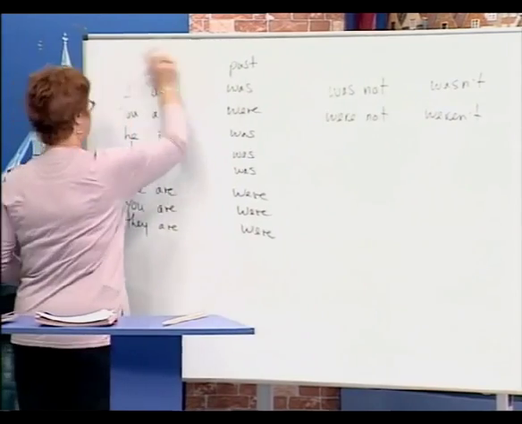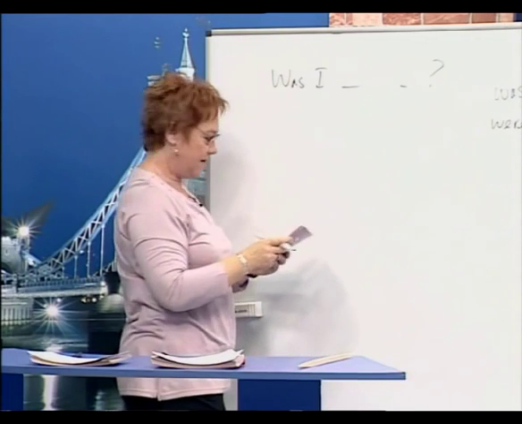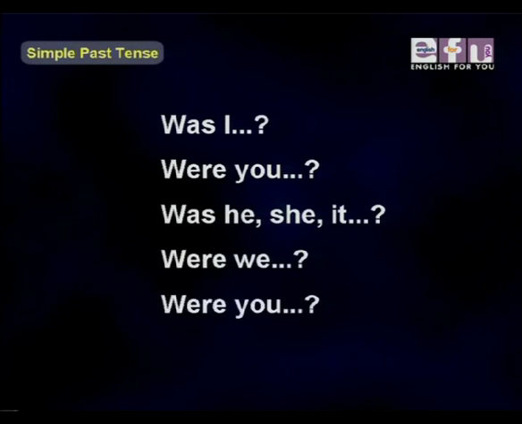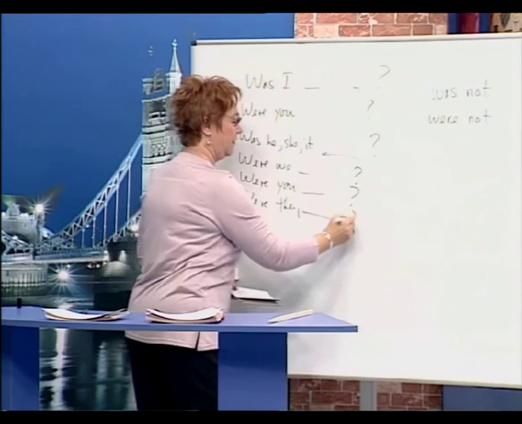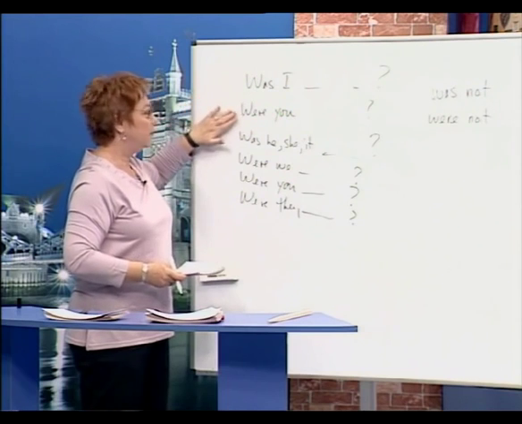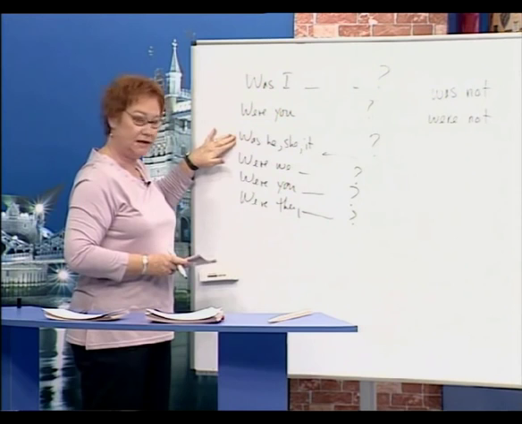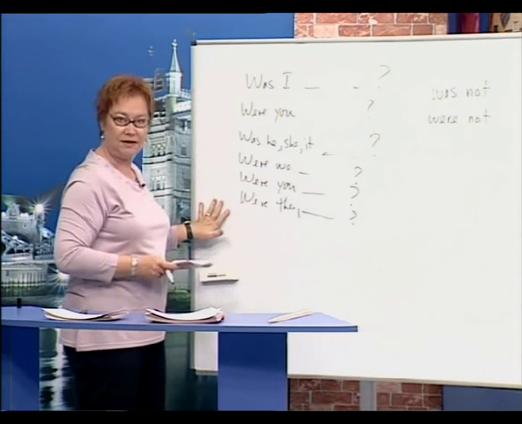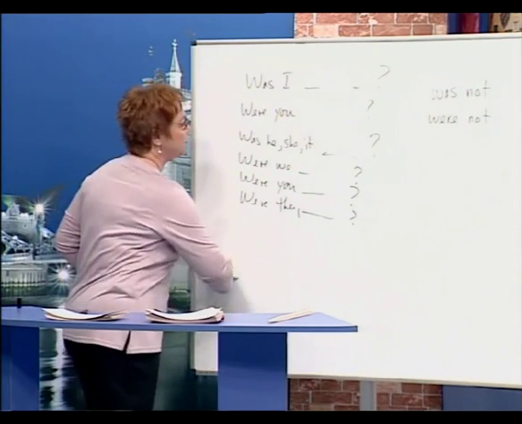Now, let's look at all of them in a question. This is a yes-no question. So, here we go. Was I? Were you? Was he, she, or it? Were we? Were you? And were they? Okay, so again, was I? Were you? Was he? Was she? Was it? Were we? Were you? Were they? Okay, so this will make questions for yes-no questions. Now, a question with be can have short answers.